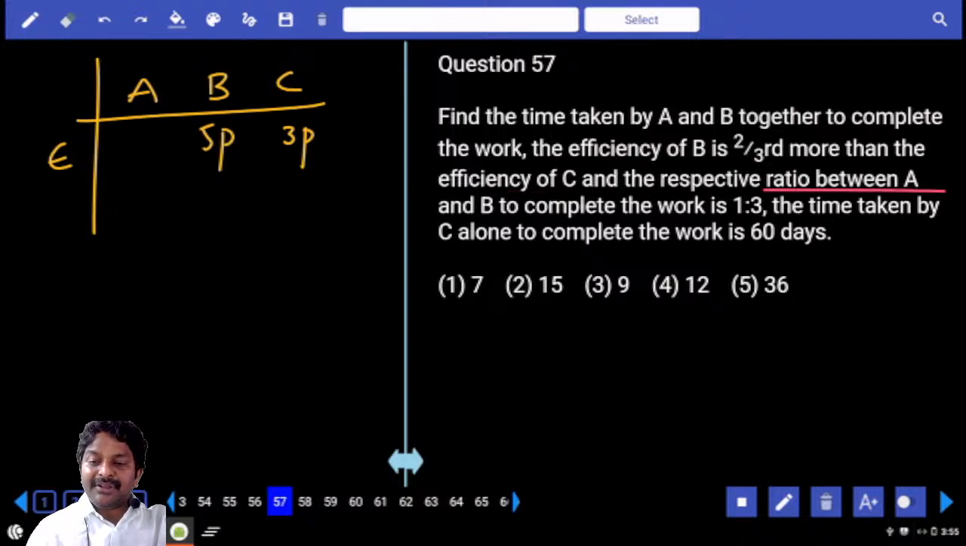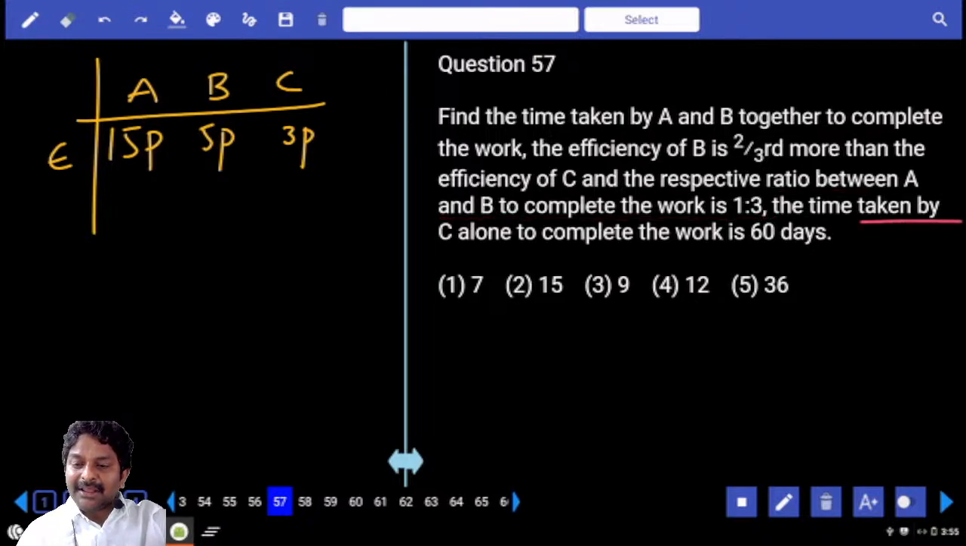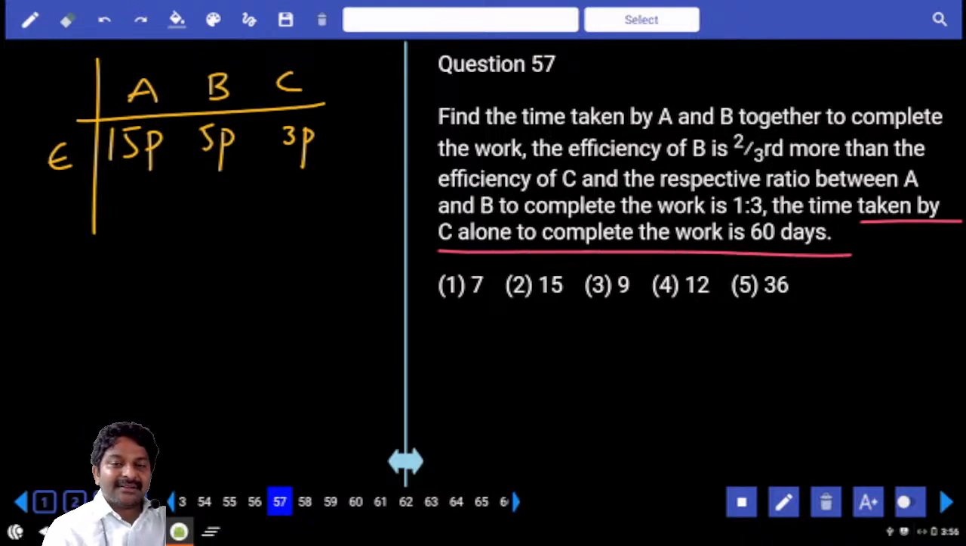The respective ratio between A and B to complete the work is 1:3. Here also there should be clarity. The time ratio is 1:3. Time taken by A and B to complete the work is 1:3. Understand? If the time ratio is 1:3, efficiency ratio must be, that means 5 parts is equal to 1. A must be equal to 15 parts. Then only the AB efficiency ratio becomes 3:1. Understood? Right.